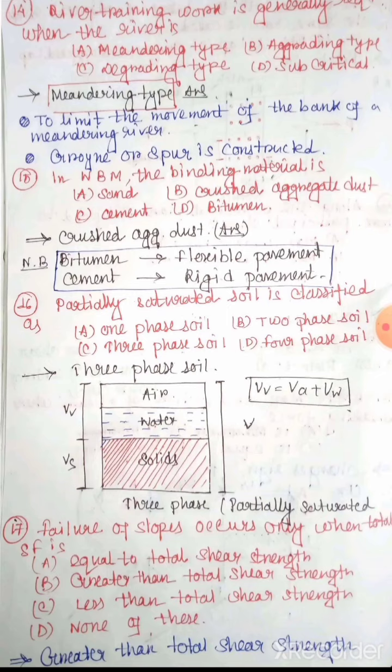Next question. Failure of slopes occurs only when total shear force is equal to total shear strength, greater than total shear strength, less than total shear strength, none of this. You can easily find out the correct answer for this question. Failure of slopes will occur when the shear force is greater than total shear strength.